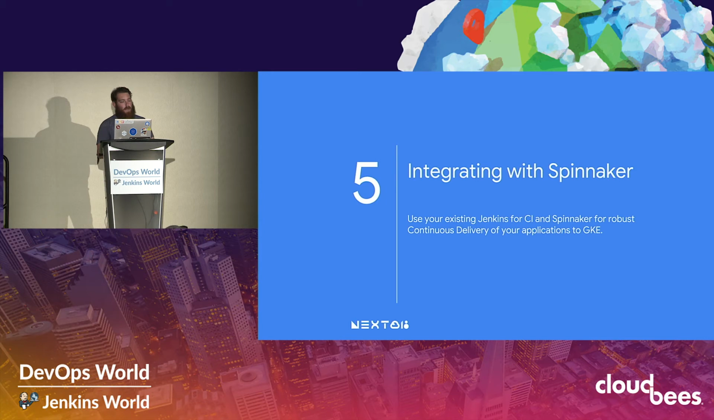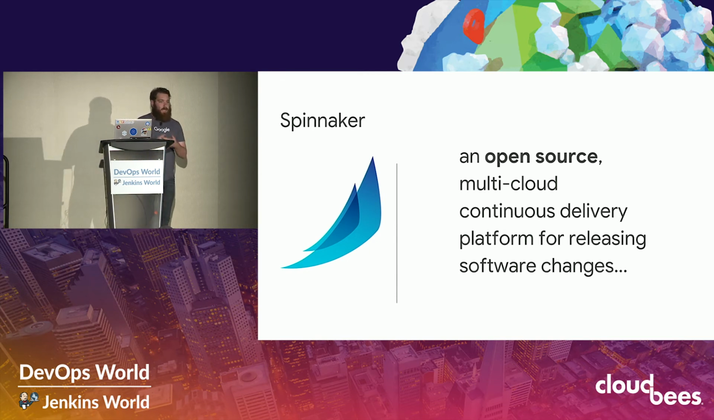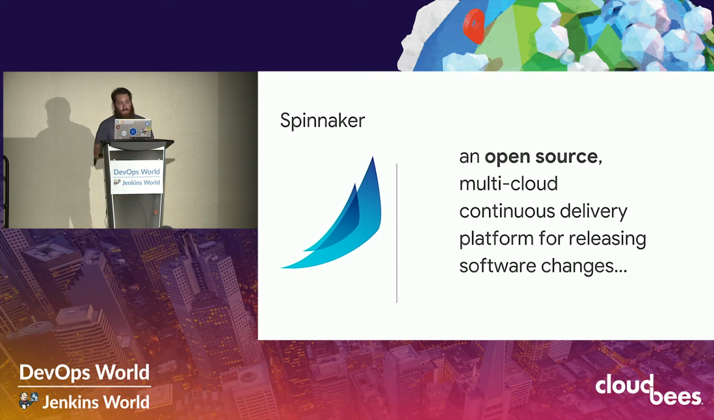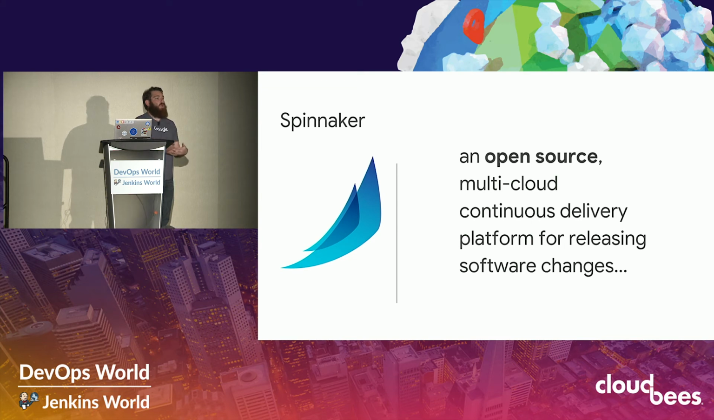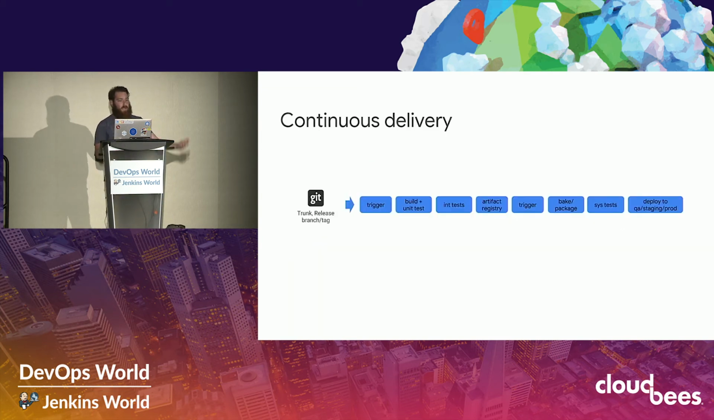Cool, so next we'll talk about integrating with Spinnaker. Spinnaker is a tool focused on continuous deployment and continuous delivery. It supports many platforms. Today we'll be talking about Kubernetes specifically, but it's a tool for creating pipelines that roll out your code to your customers.